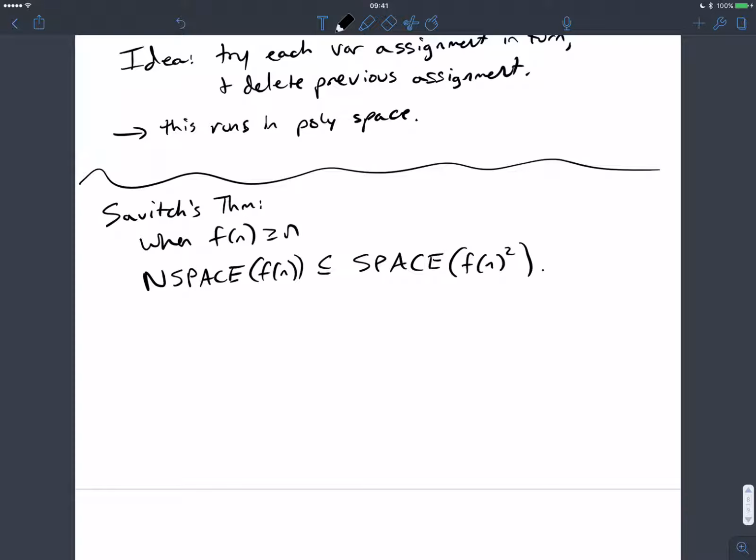As a result, if we have an NPSPACE machine that runs in non-deterministic polynomial space, and I square whatever that polynomial is, that's also a polynomial. That means PSPACE is contained within NPSPACE, but NPSPACE is contained within PSPACE. So as a result of this, PSPACE is in fact equal to NPSPACE.